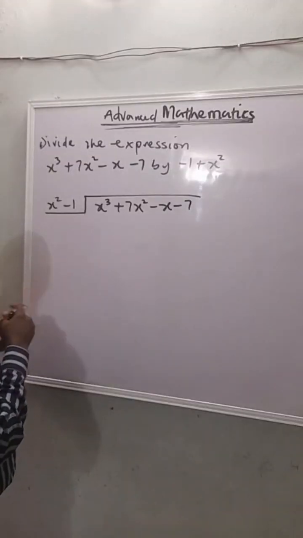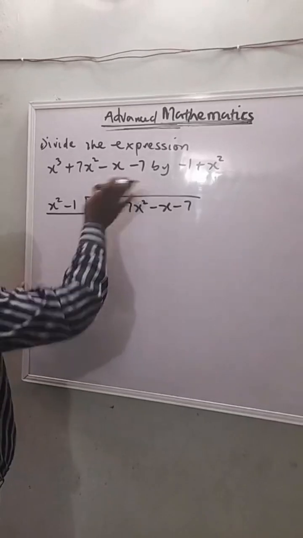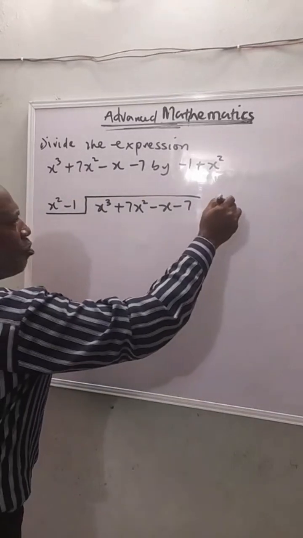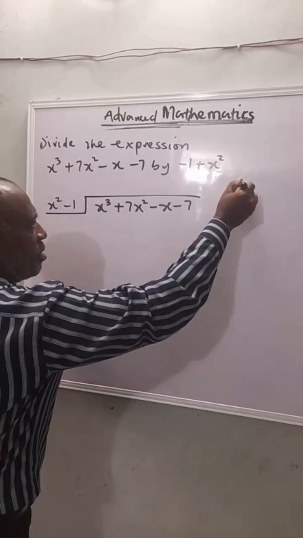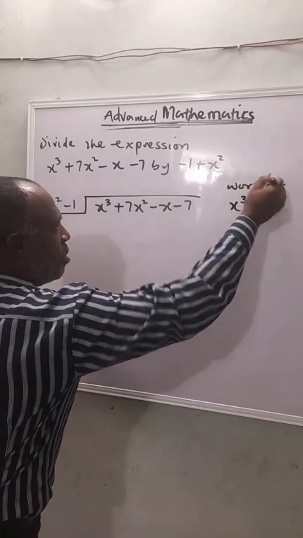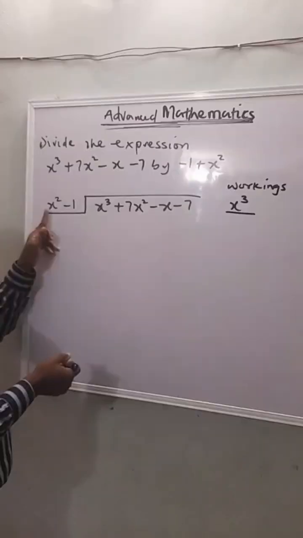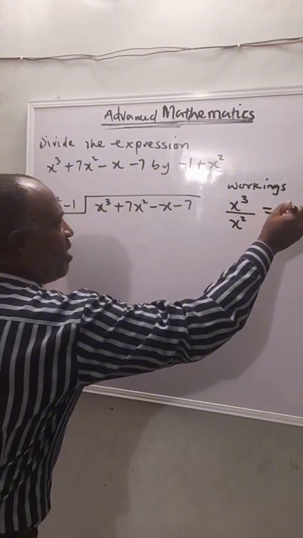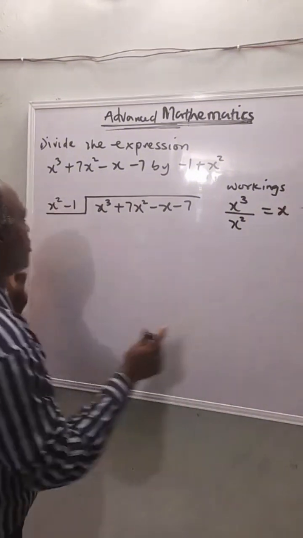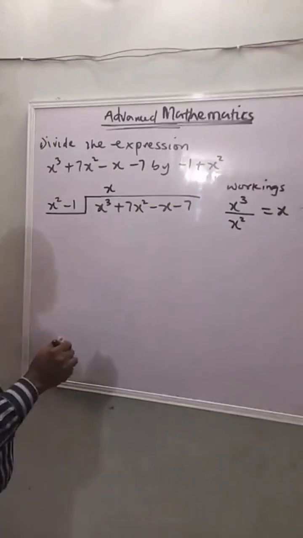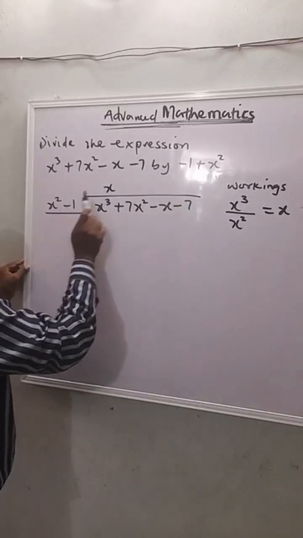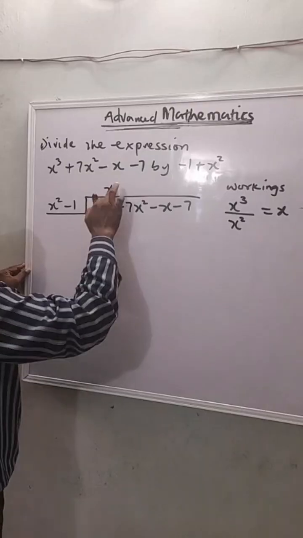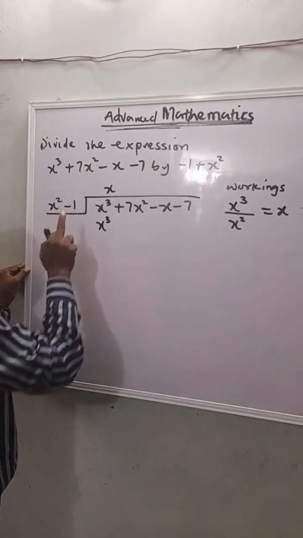For you to carry out proper solution so that we can get the quotient, the highest power of the polynomial, which is x raised to power 3, will divide the highest power of the divisor, which is x raised to power 2. When you divide this, you get x, and the x will be here. You use the x to multiply the divisor. x times x squared will be x raised to power 3. x times minus 1 is minus x.